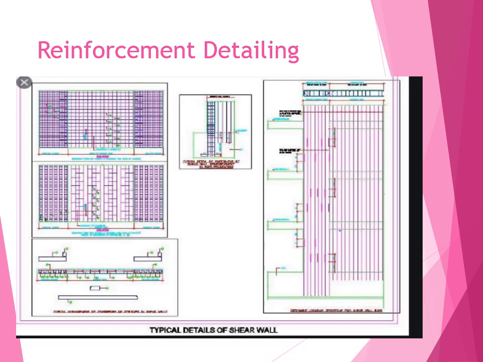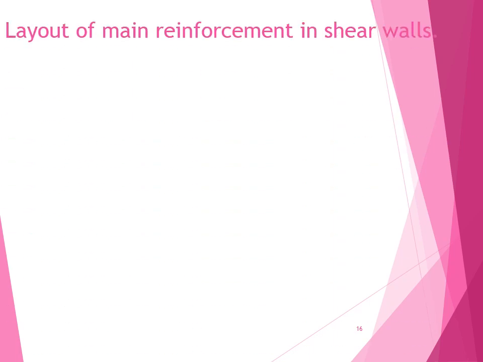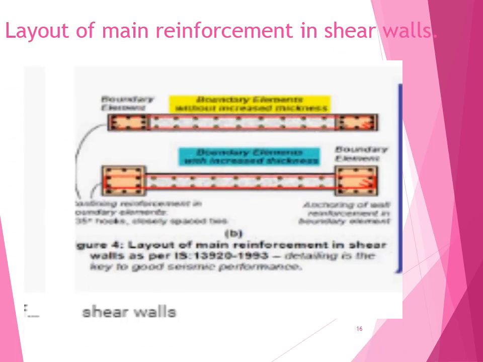Reinforcement detailing. This is the typical reinforcement detailing provided in the shear wall, which you can thoroughly study. Layout of main reinforcement in the shear walls. This is the layout of the reinforcement, the vertical bars and the horizontal bars, and everything has been given. It is based on IS 13920-1993.